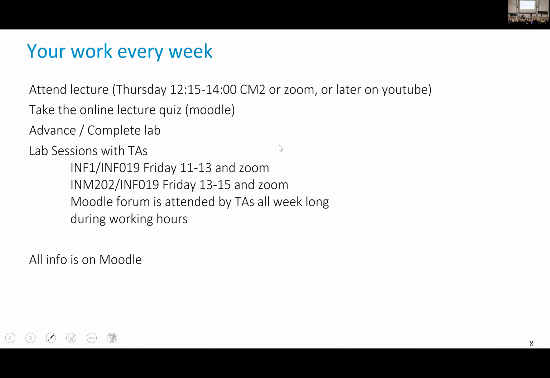So your work every week is to attend the lecture in this form or remotely on Zoom or asynchronously. The lecture is online on YouTube, and then advance and complete the lab. The lab is meant to be spread on 2 weeks, but it's split into 3 to 4 parts, which you can do asynchronously at the time that you want. But we do have lab sessions, 2 lab sessions of 2 hours on Fridays in the rooms that are indicated here. The room INF019 is a special room for those who must use the Minix computers that are available only in this room.